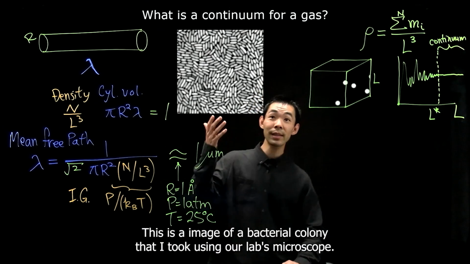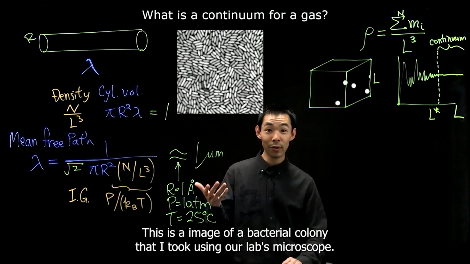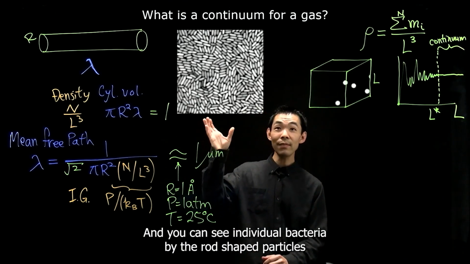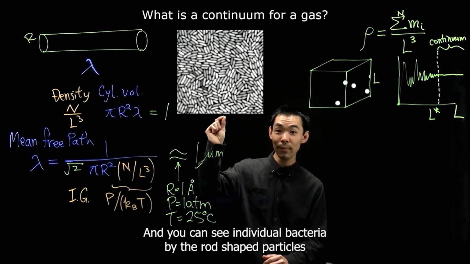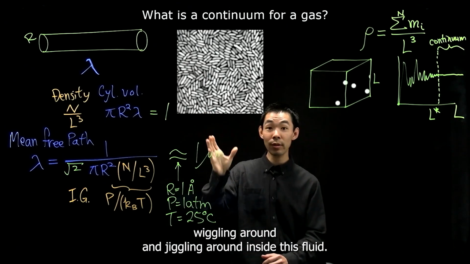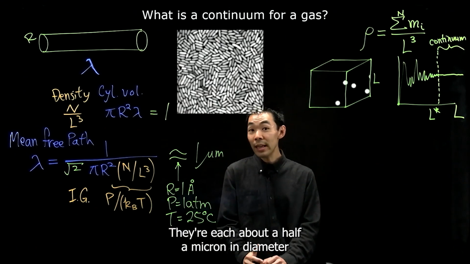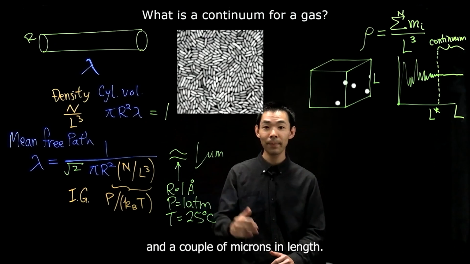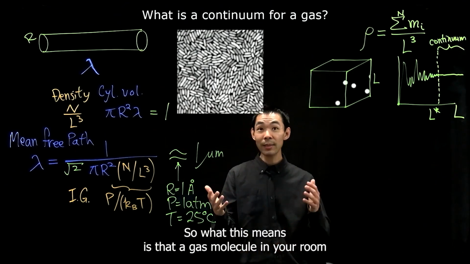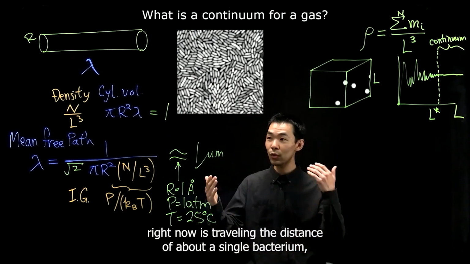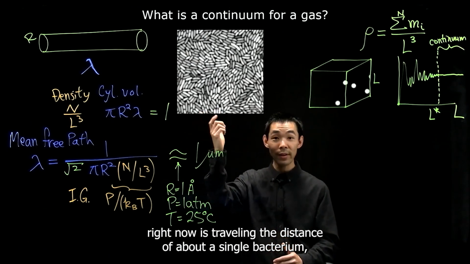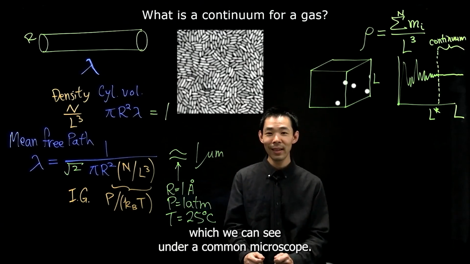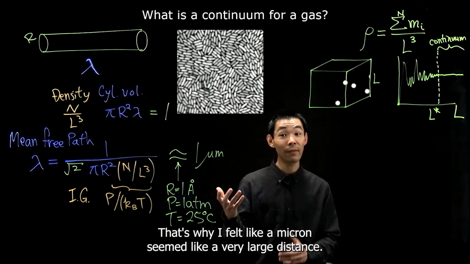For example, this is an image of a bacterial colony that I took using our lab's microscope. And you can see individual bacteria by the rod-shaped particles wiggling around and jiggling around inside this fluid. They're each about a half a micron in diameter and a couple of microns in length. So what this means is that a gas molecule in your room right now is traveling the distance of about a single bacterium, which we can see under a common microscope. And so that's why I felt like a micron seemed like a very large distance.